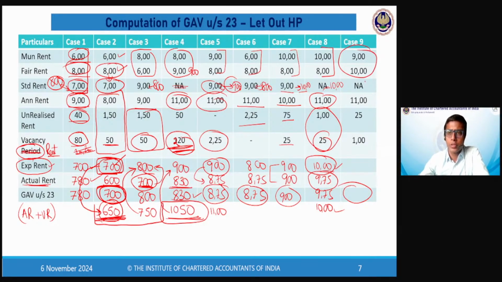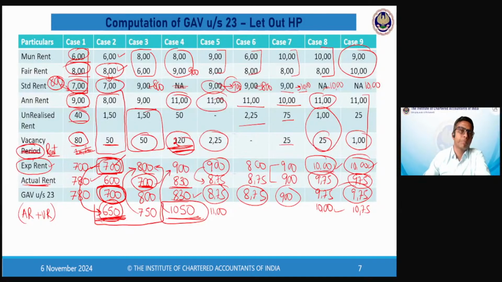Again, comparing these two, whichever is higher is 1000. So 1000 is my expected rent. Now deducting this, 1100 minus this, I get 975. Again 1000 appears to be greater, that is ER appears to be greater. So I take this, add this, I get, again my ER was appearing higher because of vacancy. Had there been no vacancy, ER would not have been higher. Hence my answer is this.